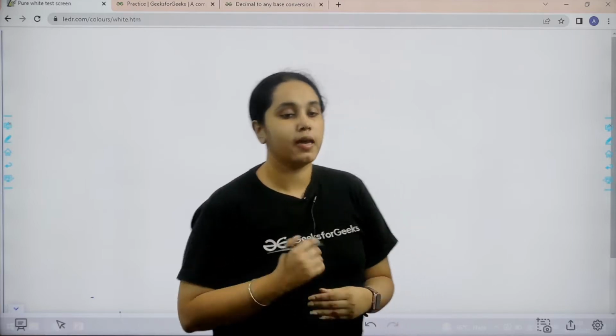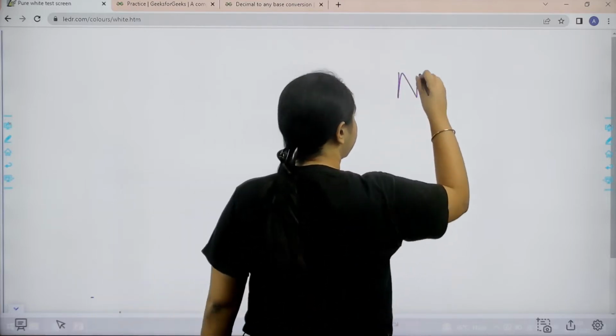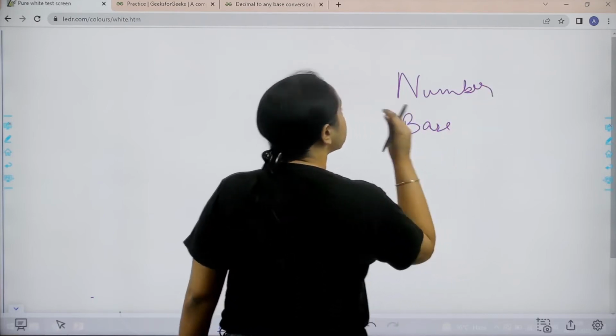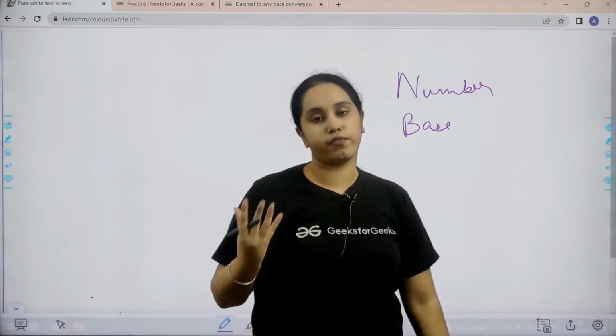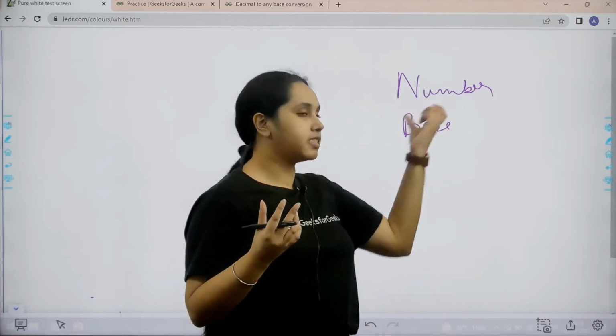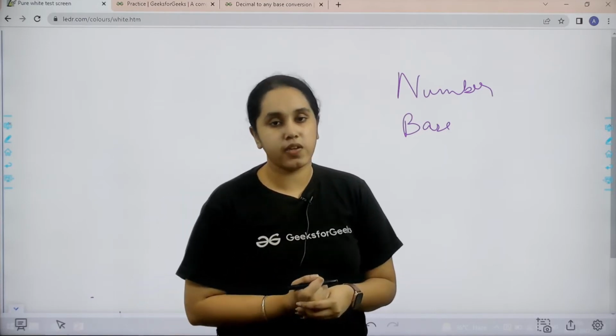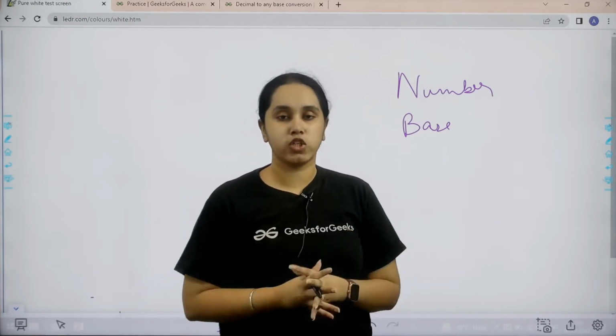So let's start. Basically in this question, we are given a number, and with the number, we are given a base value. Using these two things, we need to give the output. So a number is given, its base value is given, using which we have to convert it to a binary representation. I hope the question is clear to you.